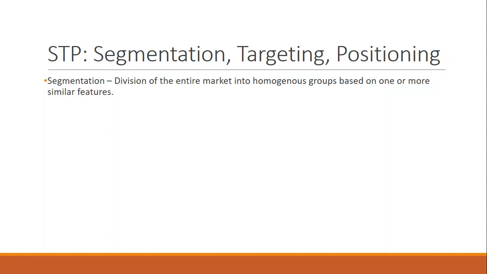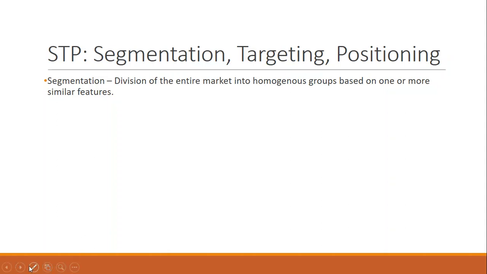So what do I mean by STP? STP is a short form of segmentation, targeting, and positioning. Now, what do those words mean? Segmentation is a division of the entire market into homogeneous groups based on one or more similar features. There are two key points here: homogeneous groups, and based on one or more similar features.